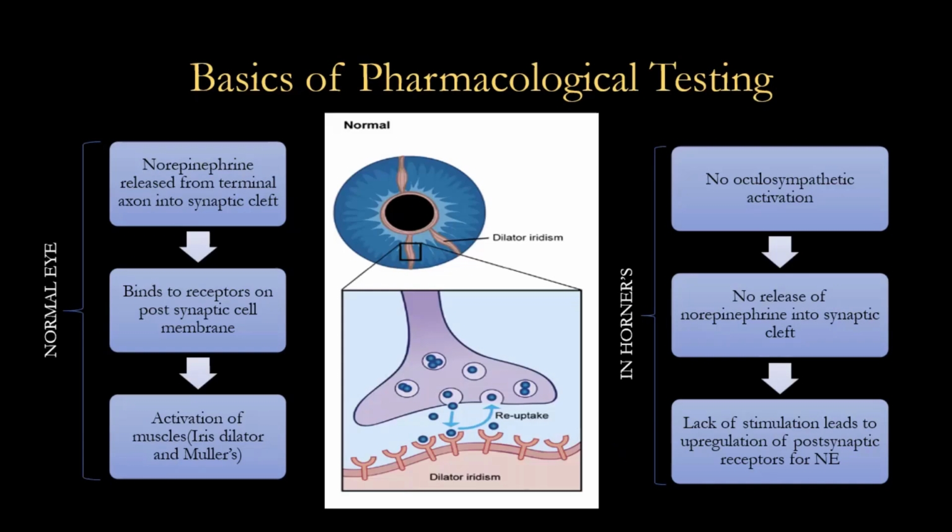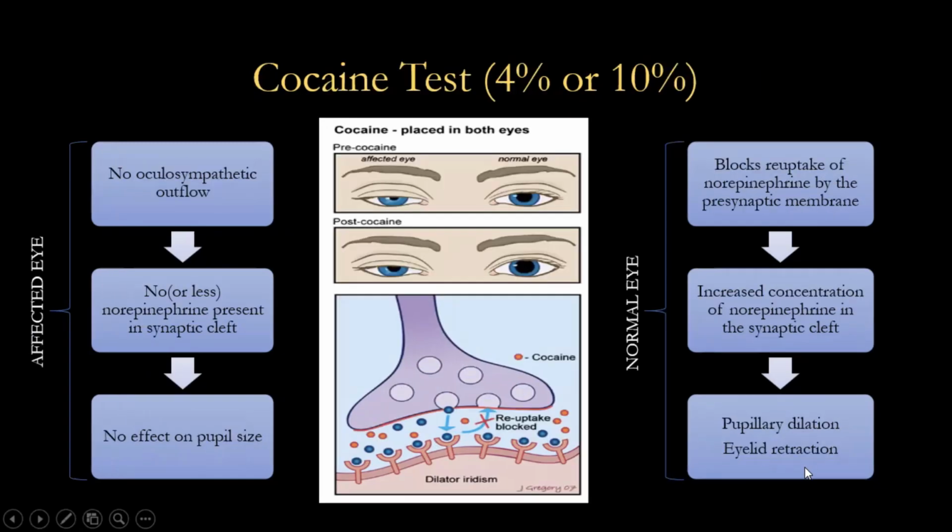So this is the basics of pharmacological testing. Normally norepinephrine is released from the terminal axon into the synaptic cleft, and it binds to the postsynaptic cell membrane, and it causes activation of the iris dilator muscle and Müller's muscle. Whereas in Horner's, as there's no oculosympathetic activation, there's no release of norepinephrine into the synaptic cleft, and this lack of stimulation leads to upregulation of the postsynaptic receptors for norepinephrine.